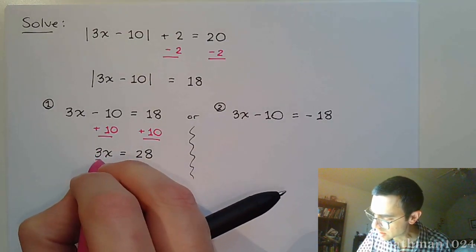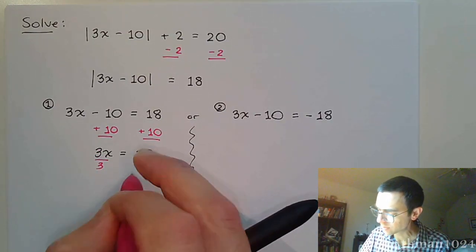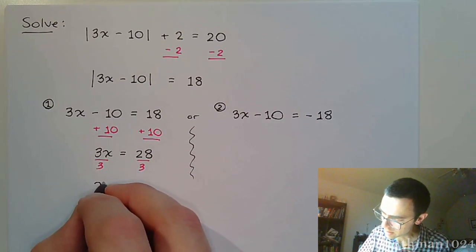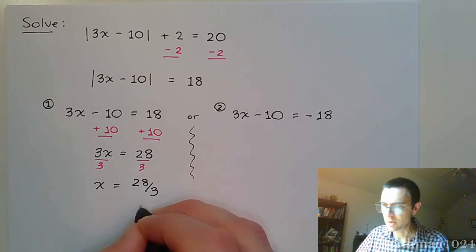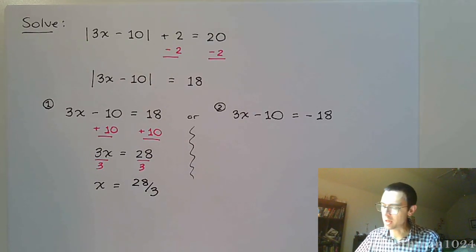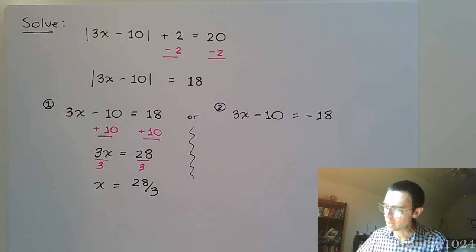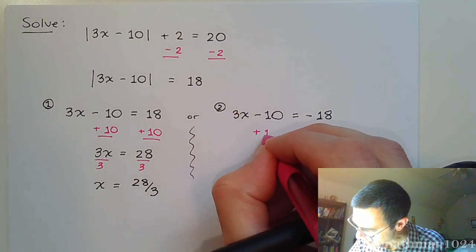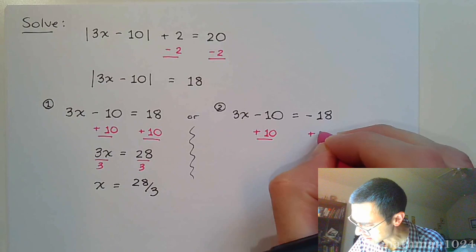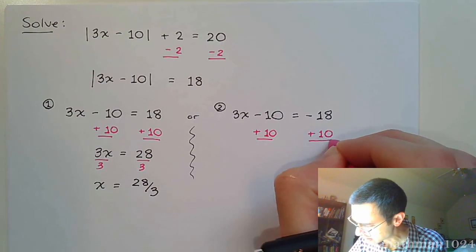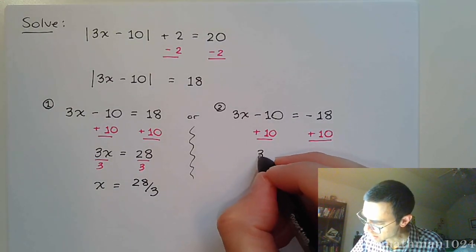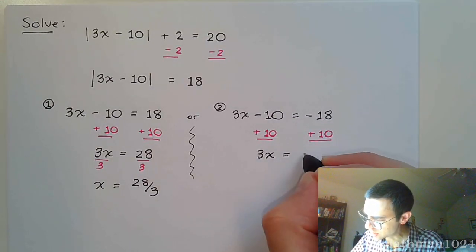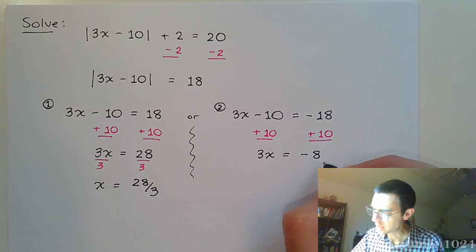So we add 10 to both sides, divide both sides by 3, so x is equal to 28 thirds. Okay, that's all we can do for that. Over here, notice that the steps are the same. I still have to add 10 to both sides. So 3x is equal to negative 8.